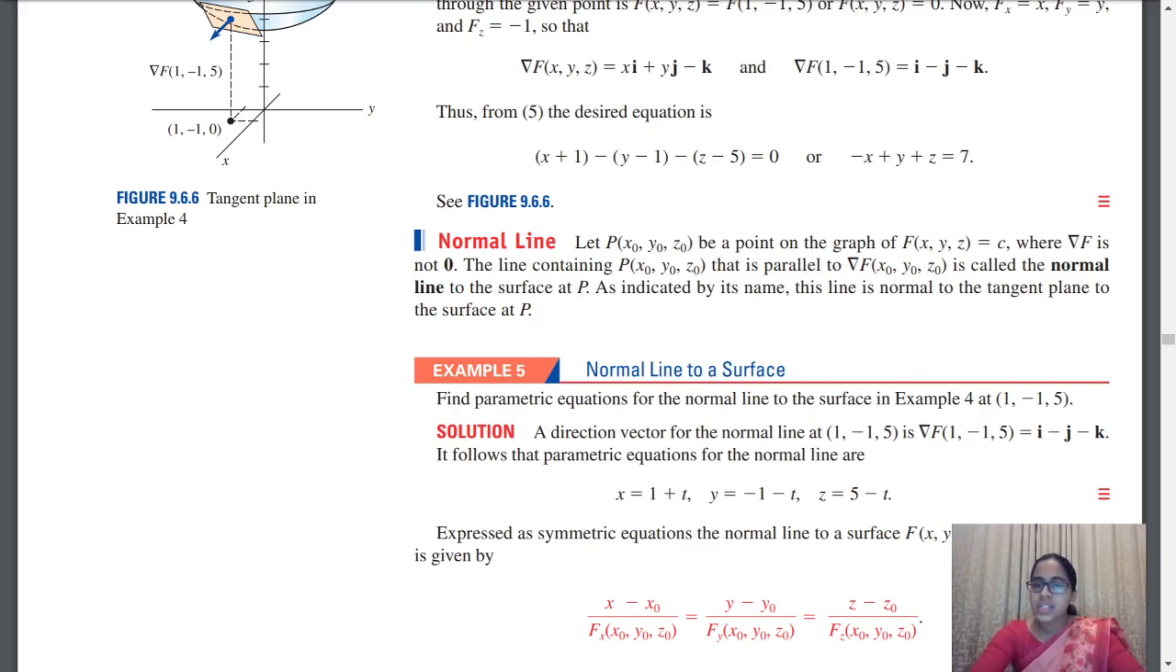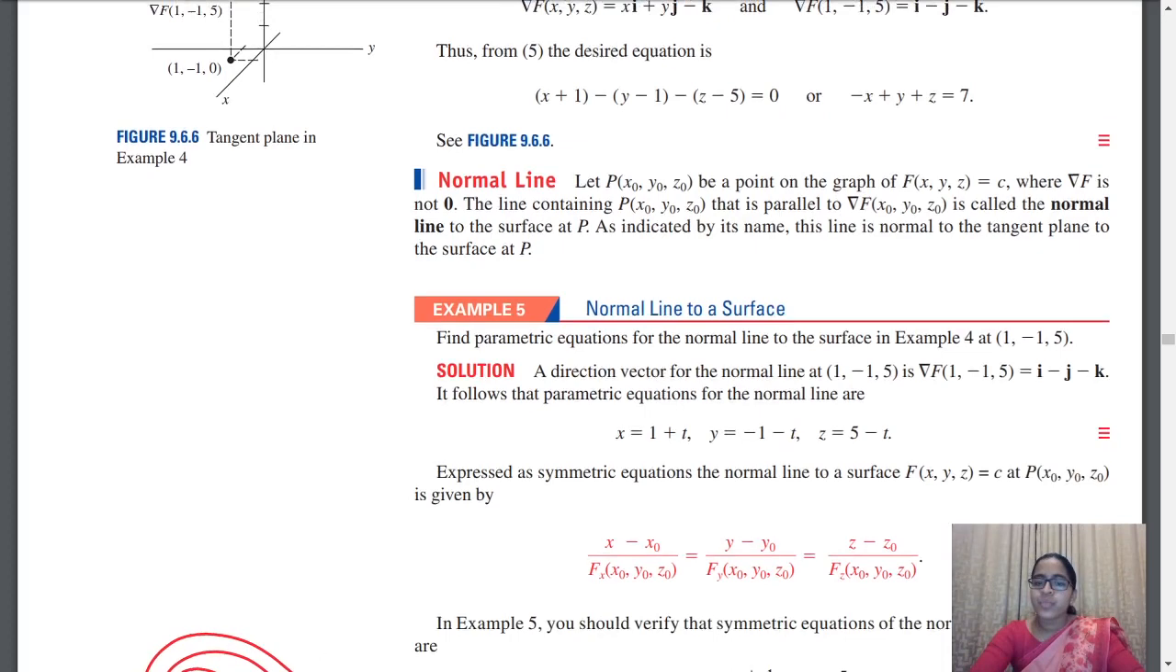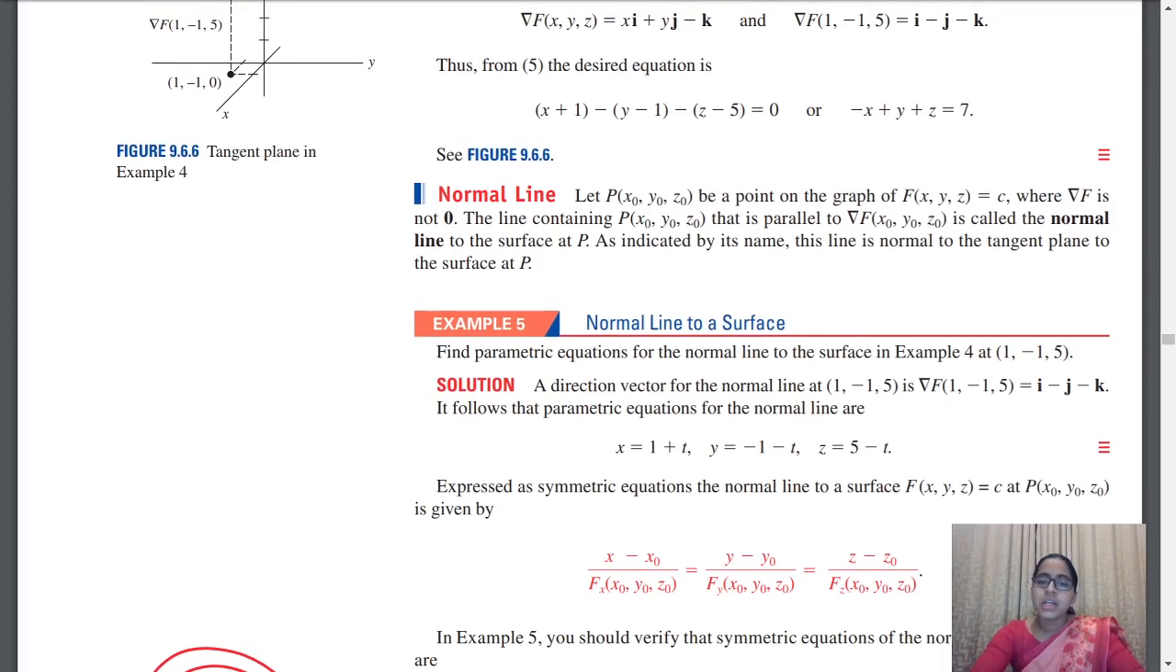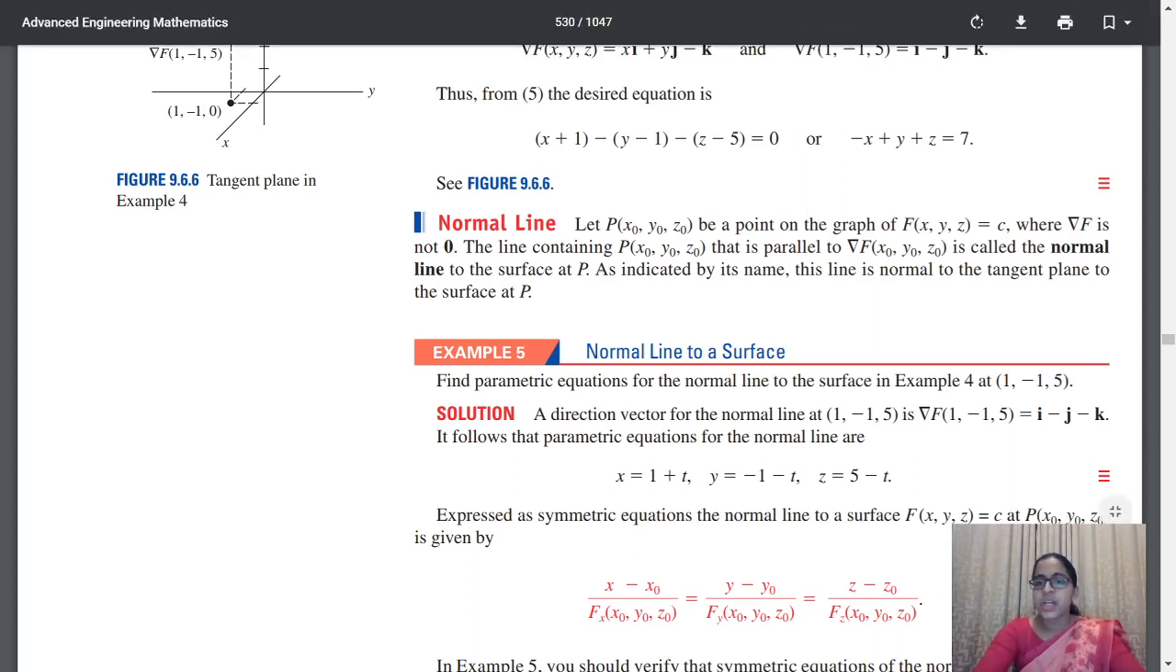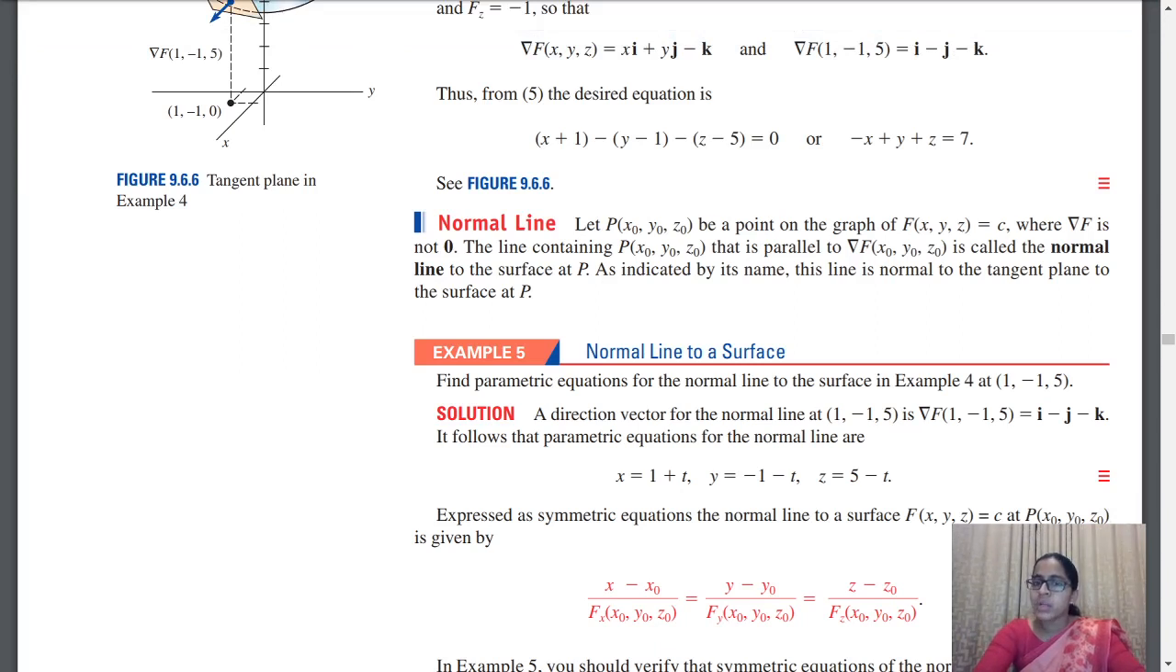Next we have an example to find the normal line. We are asked to find the parametric equation for the normal line to the surface which we had discussed just before. In that case, what did we have? We have the point (1, -1, 5), and we know grad f we had calculated to be i - j - k. Just now we said that the normal line is the line which is parallel to this grad f at the point (1, -1, 5).